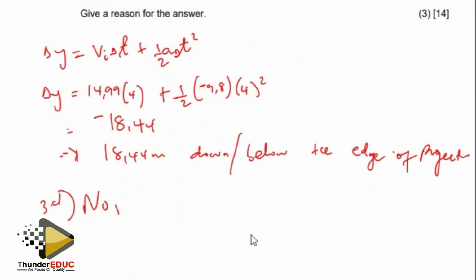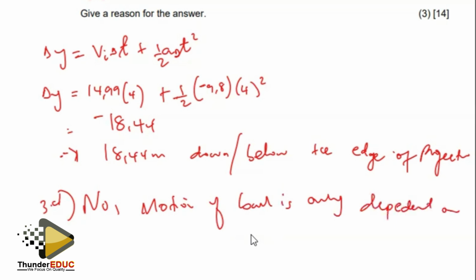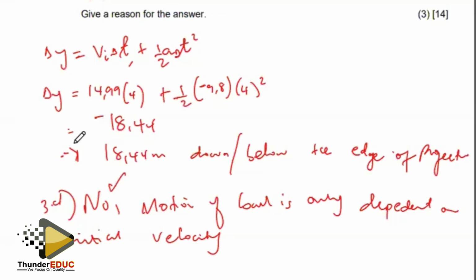It's a no. And what is the reason? It's saying that the motion of the ball is only dependent on the initial velocity. It does not depend on the point of projection. Then someone asks, will that give you 3 marks? Yes. Remember, we took a stand to say it's a no, and then our explanation can give us the other 2 marks.